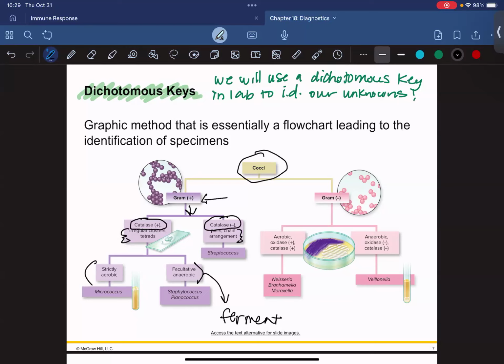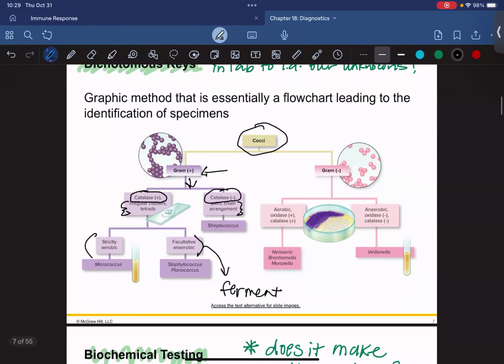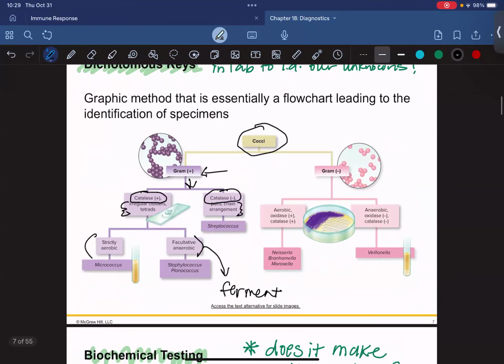So here we have, starting off with our cocci at the top. Up here, if you looked in your simple stain and saw that there were cocci in the image, well, was it gram positive or gram negative when you did the gram stain? If it was gram positive following that route, was it positive for catalase or negative for catalase? Or did it have these other arrangements associated with it?